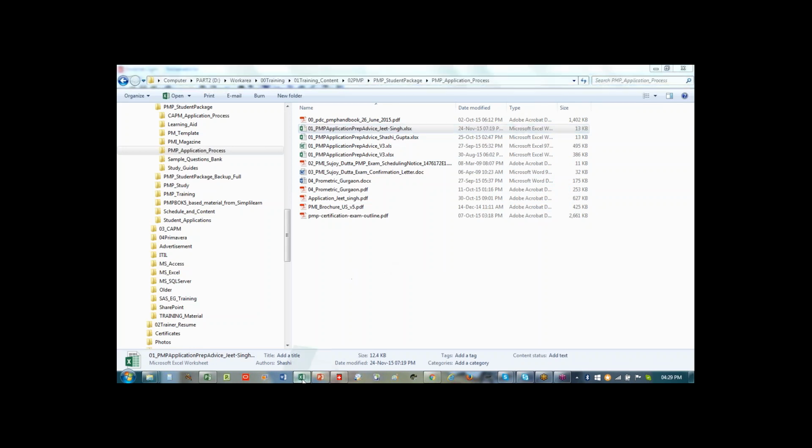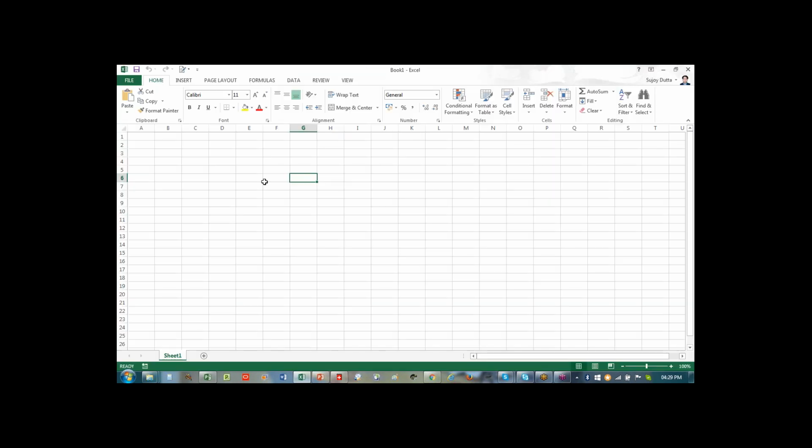Now let me show this to you. A non-member pays $555 for the test. This is the test fee for the non-member, and a member pays $139 and then $405. If you add these two, it is $544. You still save $11.